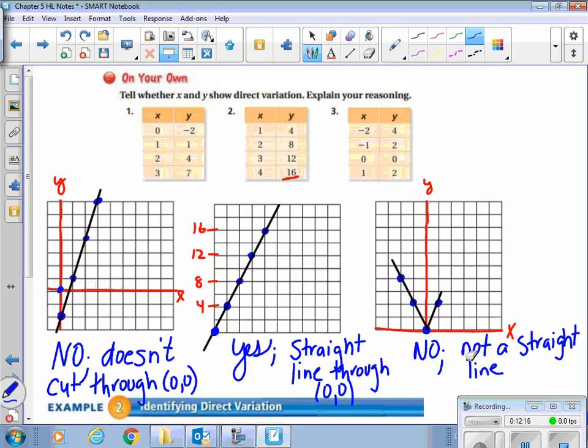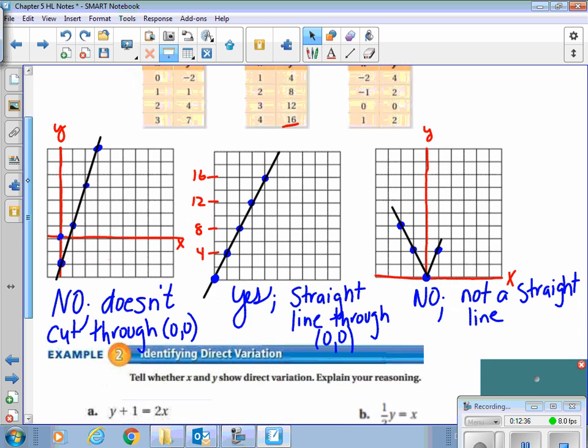Right, so we can see the difference where number 1 didn't cut through the origin, so no for direct variation. Number 2 was a straight line cutting through the origin, so it follows the definition, so yes, it is direct variation. And in number 3, no, because it's not a straight line, it's starting to look like a V.